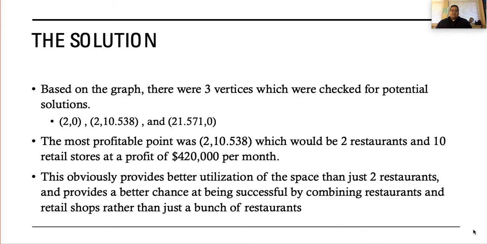Based on the graph, there were 3 vertices, and so we checked all 3 of them. The most profitable point was that guy right there, which would be 2 restaurants and 10 retail stores at $440,000 per month. This provides better utilization of the space rather than just 21 restaurants, which would be the 21-0 point, and provides a better chance at being successful by combining restaurants and retail shops. So we think that not only is this the most profitable solution, but it's also better for diversity because we're getting a lot more different types of things in there and hoping that we can attract more people rather than just having a bunch of restaurants, right?